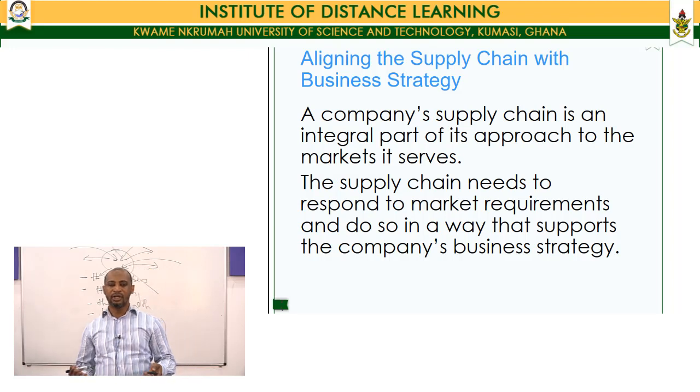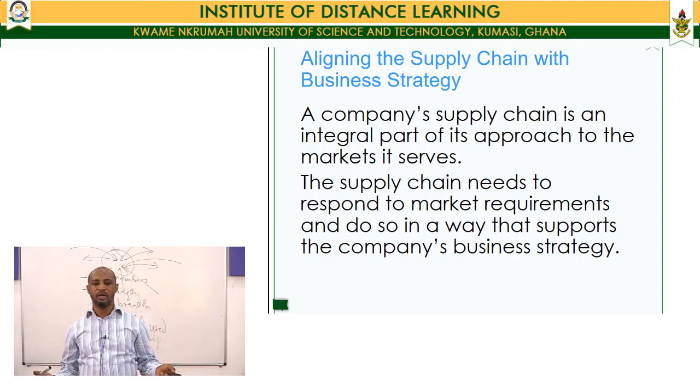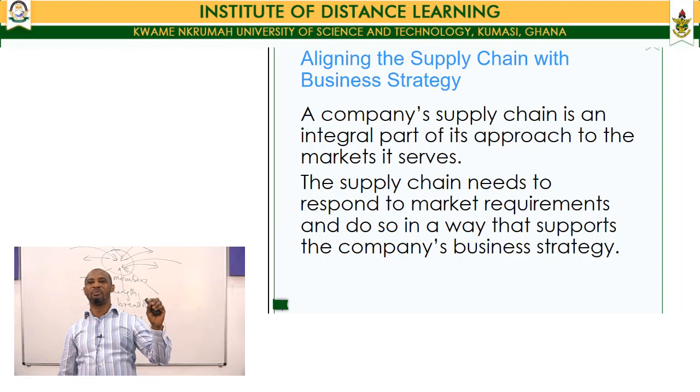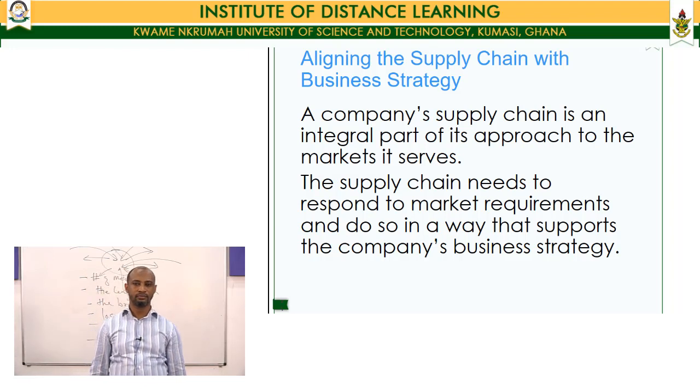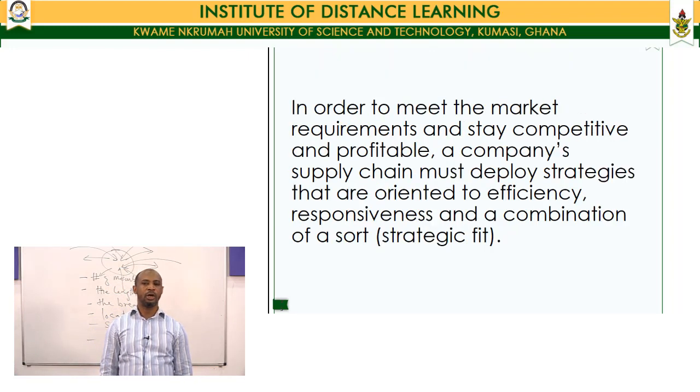So, the supply chain needs to respond to market requirements and do so in a way that supports the company's business strategy. If the business wants the product chilled, the supply chain must ensure that it is supplied chilled. Otherwise, the customer will not patronize the product. So, in order to meet the market requirement and stay competitive and profitable, a company's supply chain must deploy strategies that are oriented to efficiency.